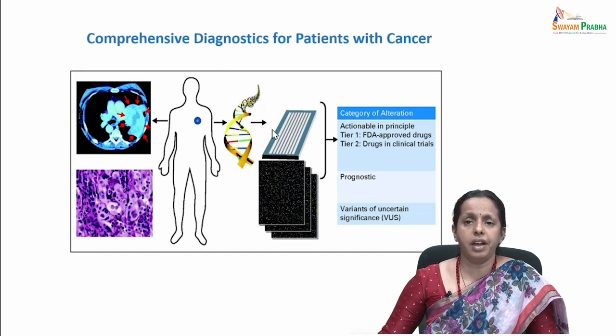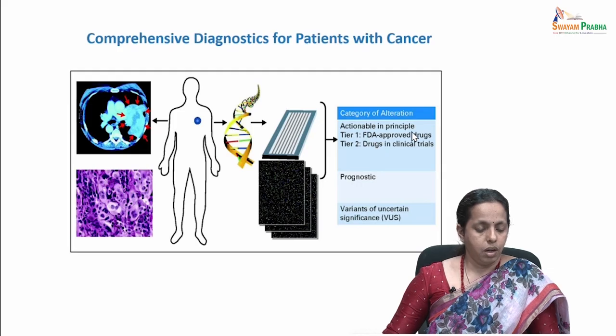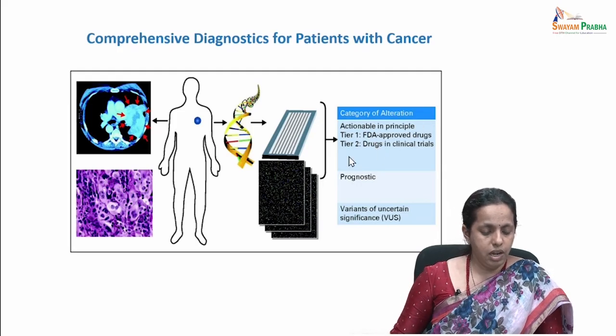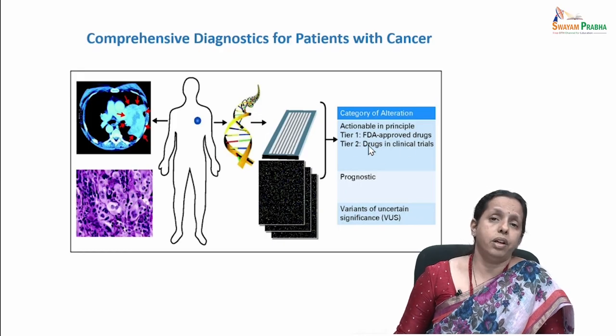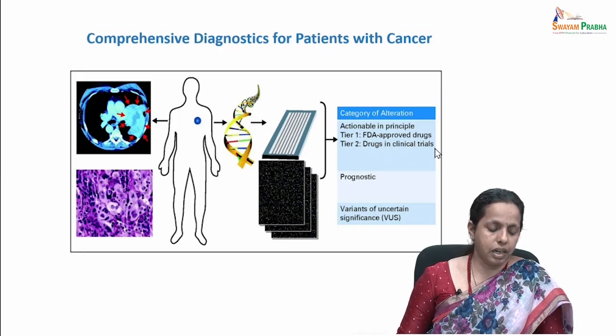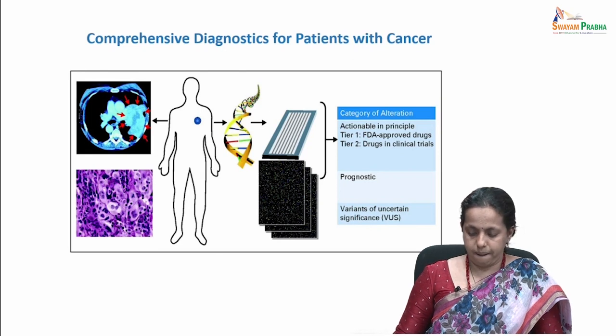This high quality genomic information must be consistently obtained in the diagnostic setting, and that too from very old FFPE blocks also. You have categories of alterations. Again you have tier 1, FDA approved drugs, and many of these drugs are sometimes in clinical trial. Then you have prognostics, and then variants of uncertain significance.